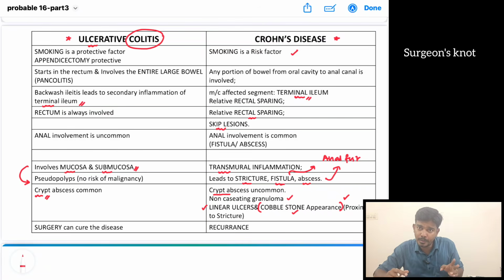What surgery do we do in ulcerative colitis? Total proctocolectomy with ileal pouch anal anastomosis. Total proctocolectomy: from the rectum to the cecum, the entire large bowel is removed. That is done in ulcerative colitis. This is also the prophylactic surgery done for familial adenomatous polyposis, whereas surgery leads to recurrence in Crohn's disease, so medical management is done in Crohn's disease.